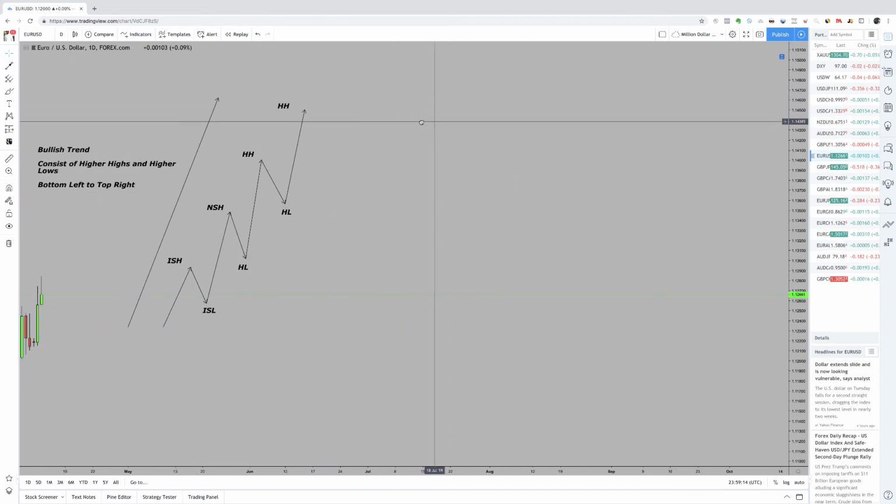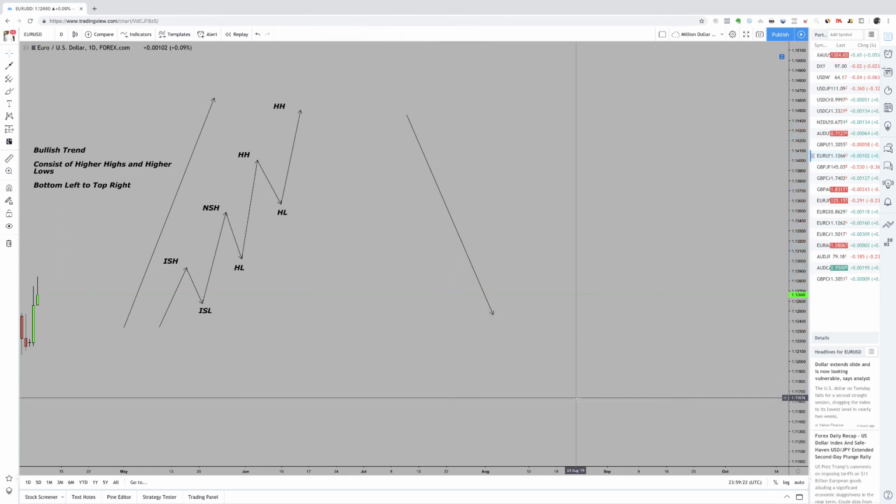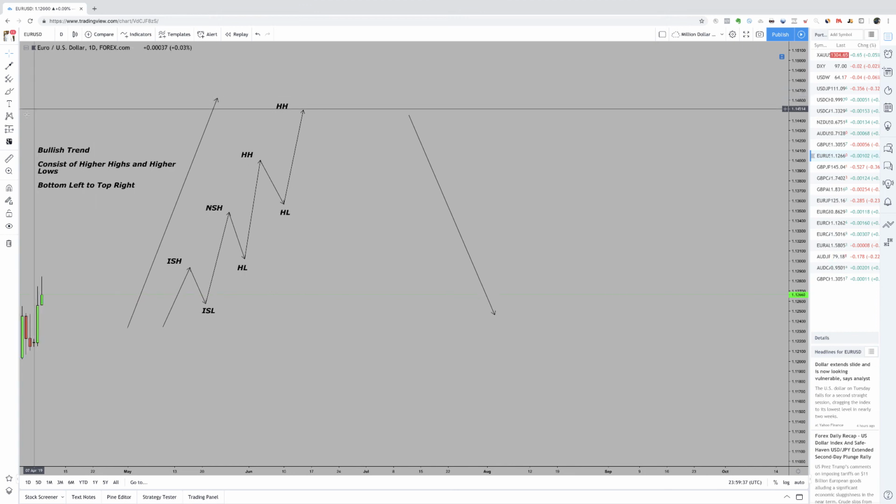Let's move this over a little bit. Next, you have a bearish trend. Remember I told you all in the previous video, the market's either going to go up or it's going to go down. You're going to have a bullish trend or a bearish trend, or the market is going to be consolidating. Those are really the only three things that the market can do. But let's go over exactly what a bearish trend is.